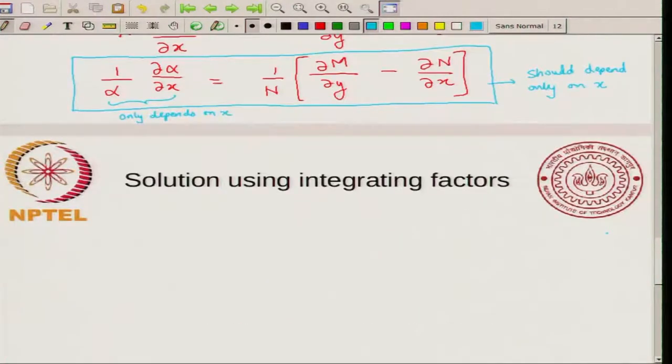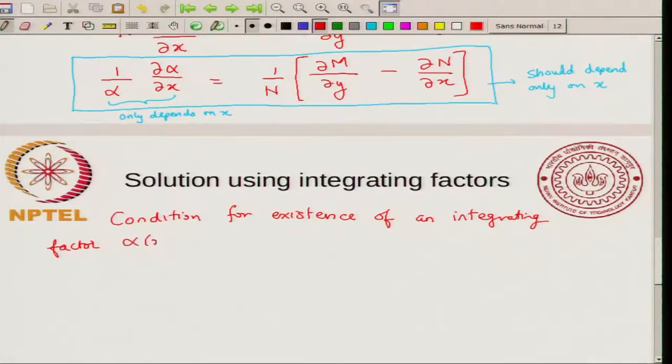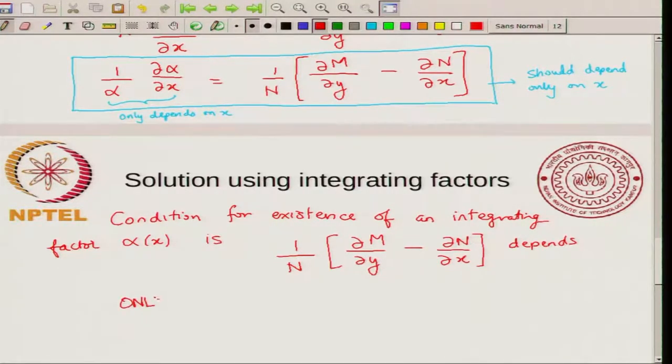Okay, so what this means is that we have a condition for existence of an integrating factor. If this right hand side depends only on x, it's not a function of y, then you have an integrating factor alpha that depends only on x that satisfies this equation. So the condition for existence of an integrating factor alpha of x is that 1/N (∂M/∂y minus ∂N/∂x) depends only on x. So this should be independent of y. If this term is independent of y, then you can find an integrating factor that depends only on x.